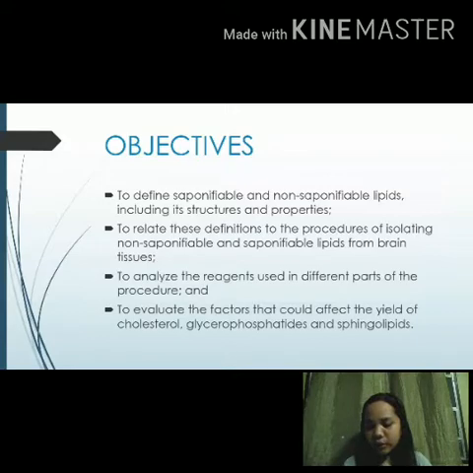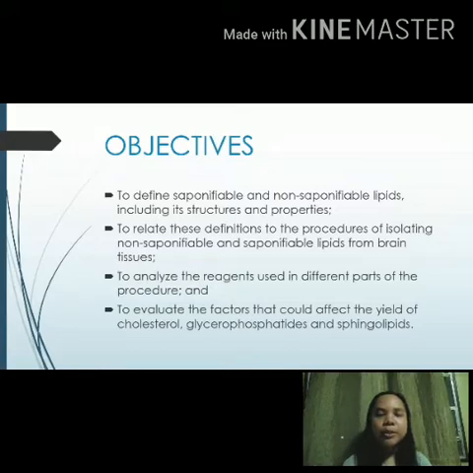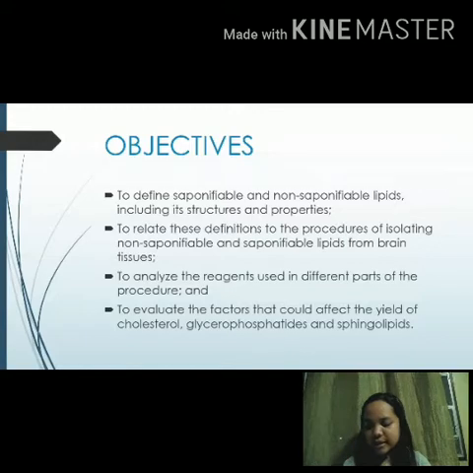Second, we want to relate these definitions to the procedures of isolating saponifiable and non-saponifiable lipids from brain tissues. We also want to analyze the reagents used in different parts of this procedure. And lastly, we want to evaluate the factors that could have affected the yield of lipids from brain tissues.